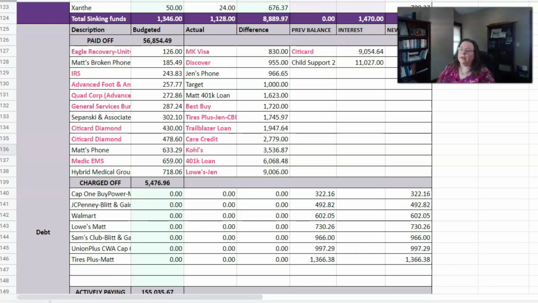And finally, we're at our debt section. So our debts, we have so many that we have it broken into 3 different subsections. So the first section shows all of the debts that have been paid off, and those are 100% in the rearview mirror. We don't need to deal with them anymore. They total $56,854, and the ones in pink are the ones that have my name on them, and the ones in black have only Matt's name on them.